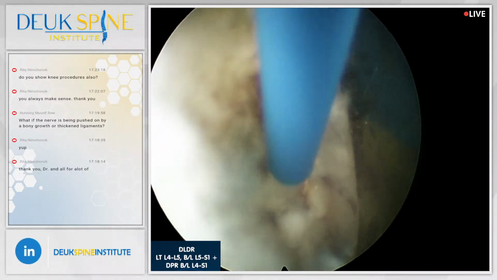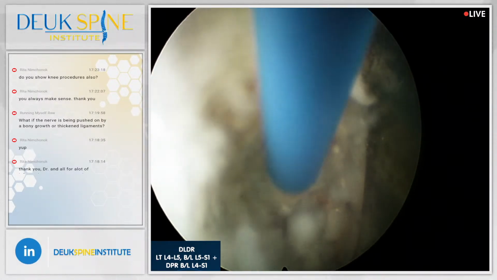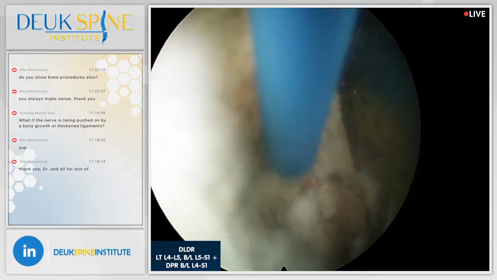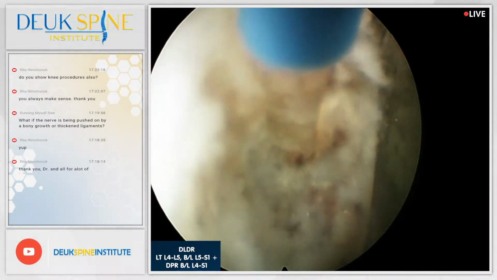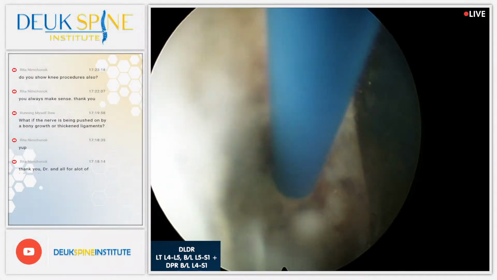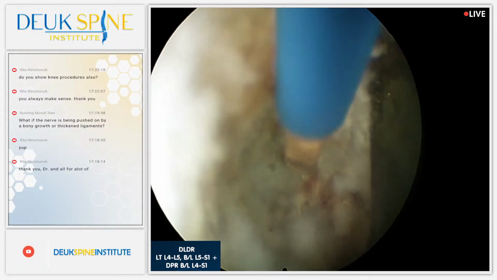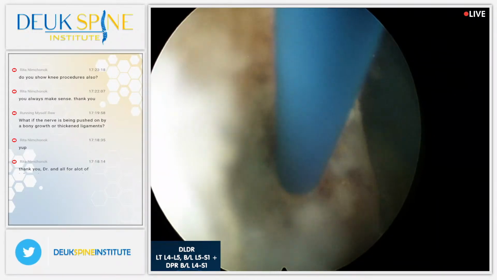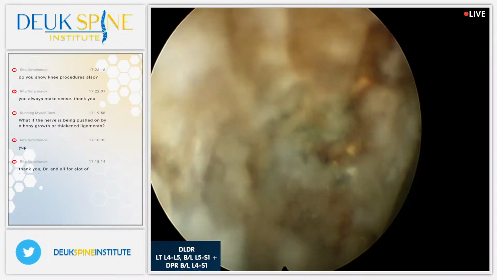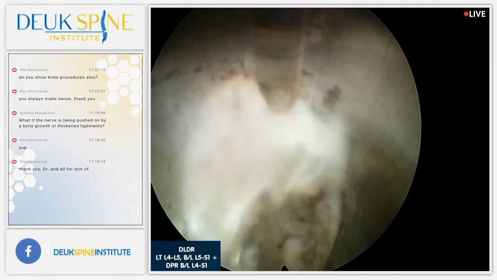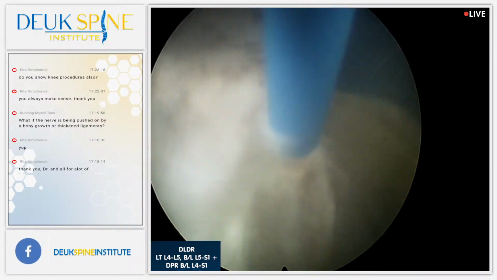The reason that's the right way is because what you've asked me is, what if their bony growth and thickened ligament is pushing on the nerve? But what if that's not causing any symptoms? That's my response to you. You're saying, what if there's a bony growth and thickened ligament pushing on my nerve? My answer is, well, they're not causing your symptoms.